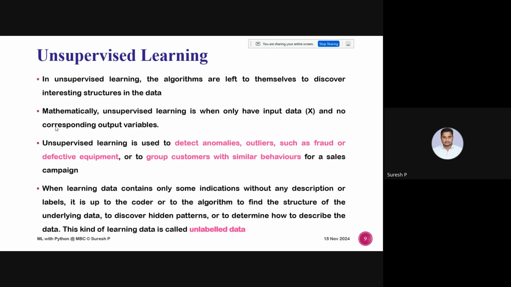In unsupervised learning, the data contains only inputs without any descriptions or labels, so the algorithm itself has to find the structure of the underlying data, discover the hidden patterns, or determine how to describe the data. So this is called what? Unlabeled data. If the machine learning algorithm learns from unlabeled data, then it is referred to as unsupervised learning. In today's session, we are going to discuss unsupervised learning techniques.